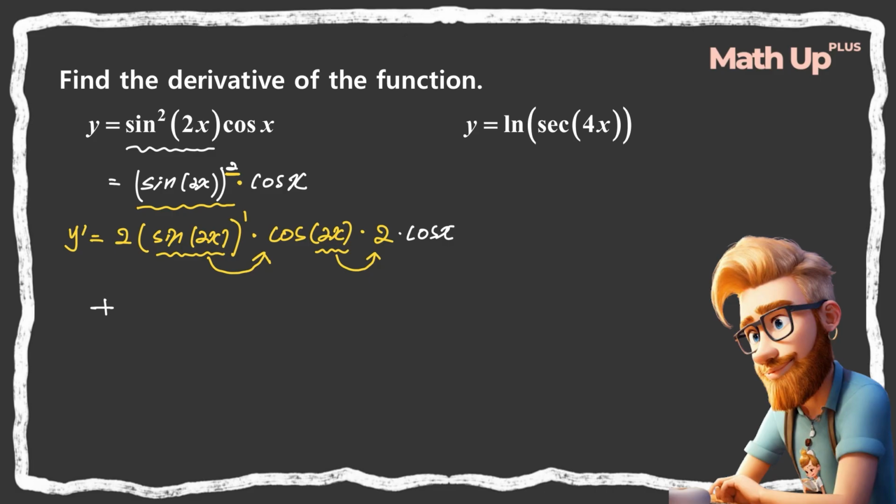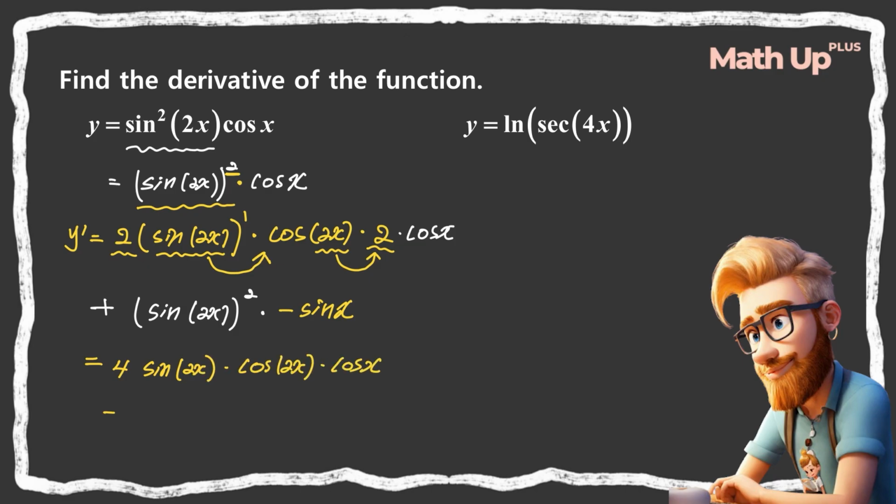I'm doing the product rule, right? So sine 2x squared times, we have to multiply by the derivative of this function, right? That's negative sine, so minus a sine. So if we simplify this, that's going to be 2 times 2, 4 sine 2x times cosine 2x times cosine x, minus sine, well, this is sine squared 2x, right? Sine squared 2x times sine x.